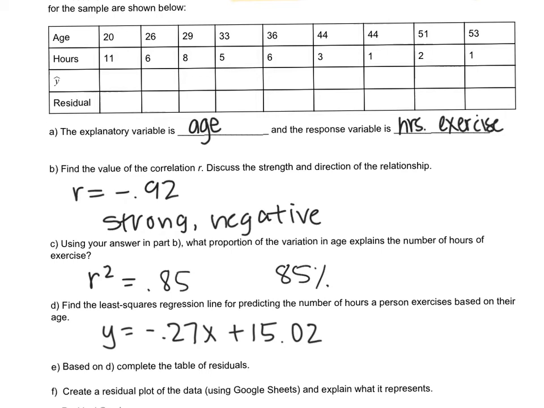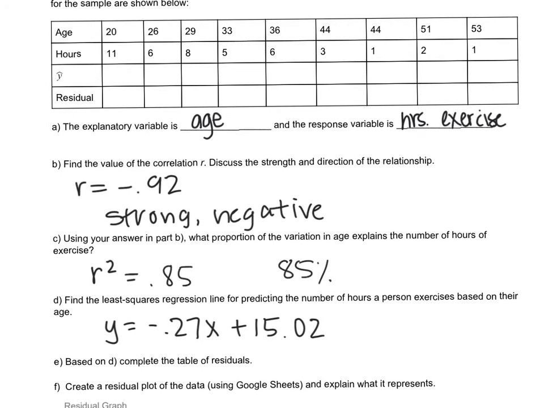So when I plug in 20 for x, we get out 9.62. When I plug in 26, I get 8. 29 gives us 7.19. 33 is 6.11, 36 is 5.3, 44 is 3.14, we'll put that twice, 51 is 1.25, and 53 is 0.71. Now your decimals might look a little bit different if you used 3 decimal places, but they should be fairly close.